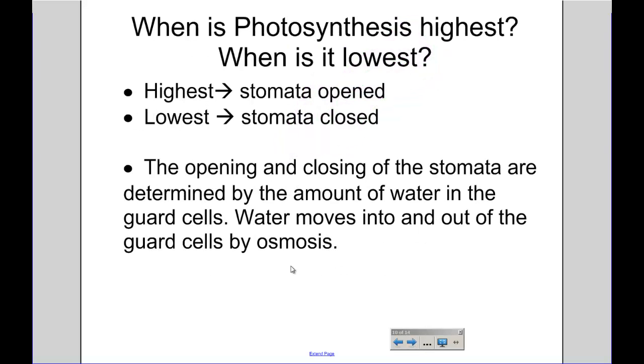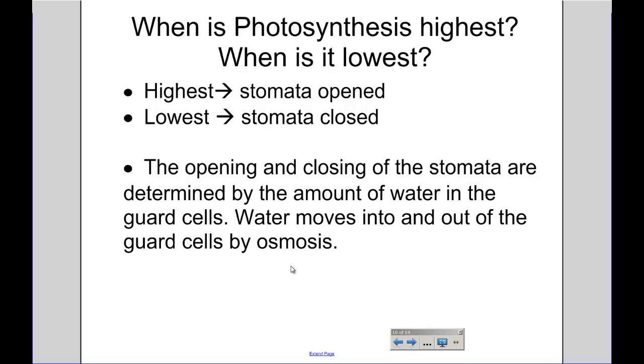So when is photosynthesis highest and when is it lowest? It's highest when the stomata are opened. So when you have everything you need for photosynthesis, lots of light, lots of water, and lots of CO2. It's lowest when the stomata would close. So during those times when photosynthesis is the lowest, the stomata are going to be closed.